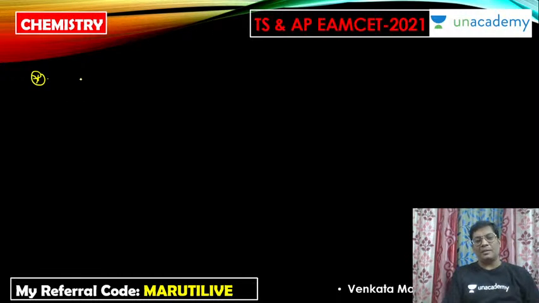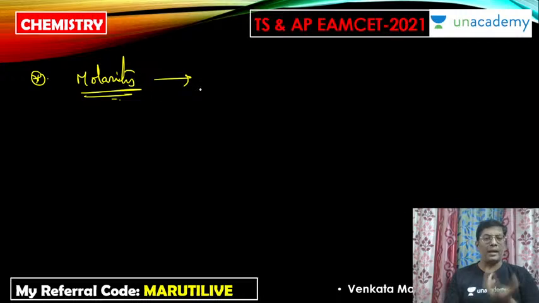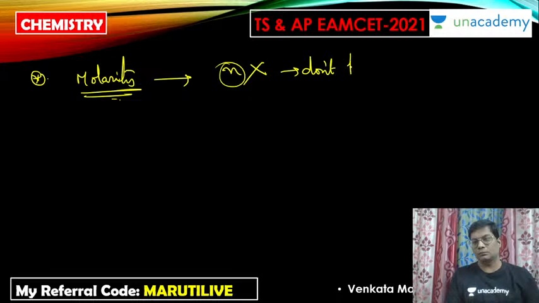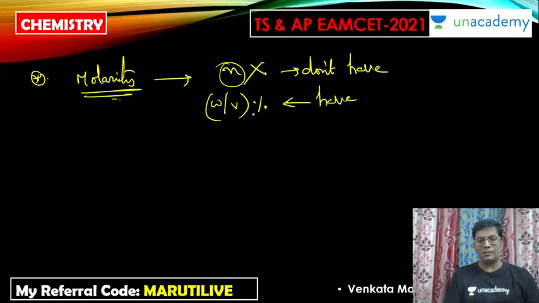Suppose you want to calculate the molarity, but you don't have the number of moles. ni దగ్గర లేవనుకోండి, then how can you calculate the molarity? Suppose you have the weight volume percentage but you don't have the number of moles, how can you calculate the molarity? That is my question. This is a very important question.